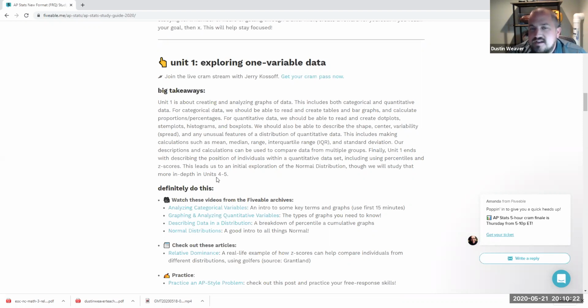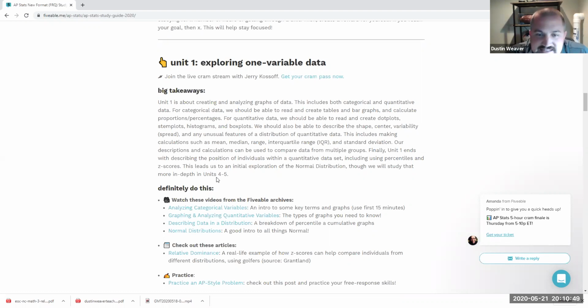So remember, that's SOCS: shape, outlier, center, spread. Anytime they ask you to describe a distribution. This includes making calculations such as the mean, the median, the range, the IQR, and the standard deviation, which we can get from our calculator. Remember, going to stat edit and then going to stat calc, one variable stats. Our descriptions and calculations can be used to compare data from multiple groups.